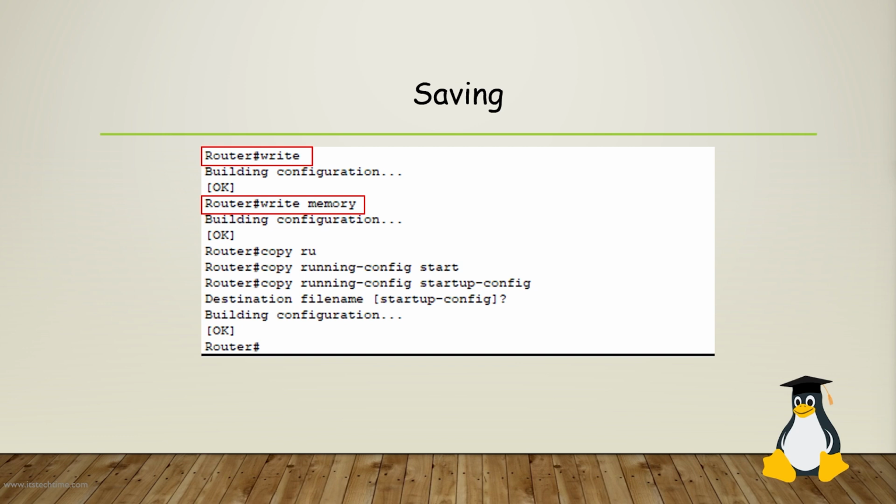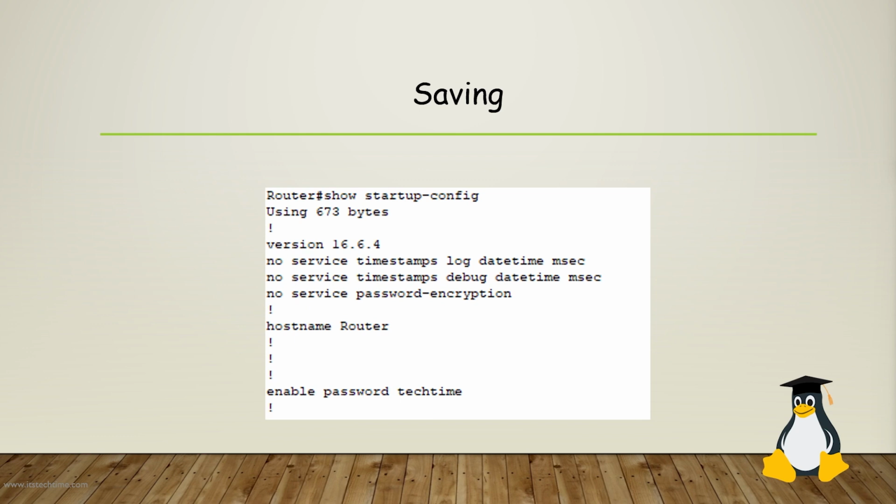The second command you can use is the write memory command. It performs the same exact function, as you can see from the output: building configuration, and then OK when it's finished. The third command you can use is copy running-config startup-config. This tells the router in this case to copy the running config file into the startup config file. As you can see from the output, this says destination filename startup-config.